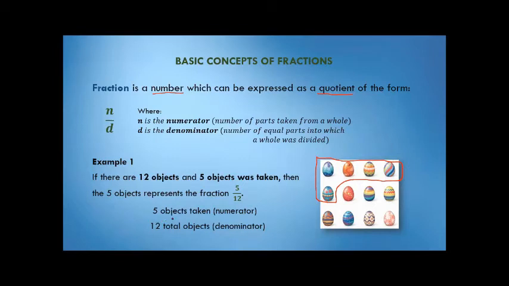So, ang numerator is 5 kasi that is the objects taken. And ang denominator niya is 12 because that is the total objects or the total equal parts na dinivide yung isang buo. Okay? So, we have another example.